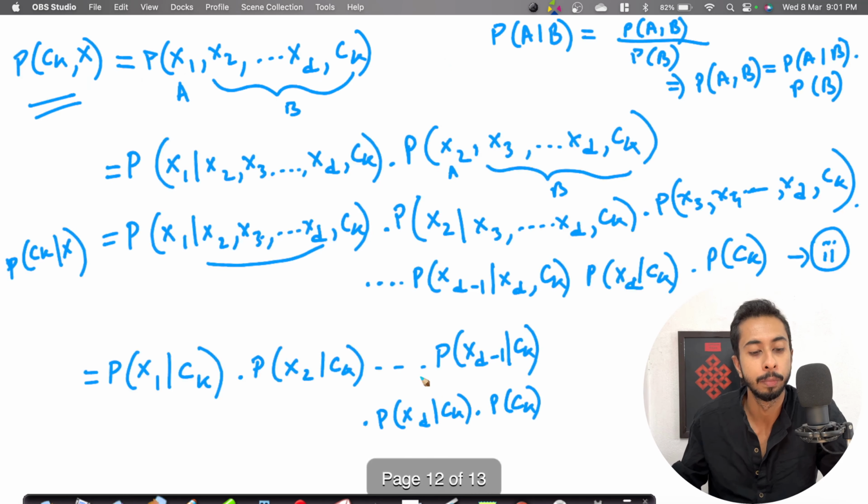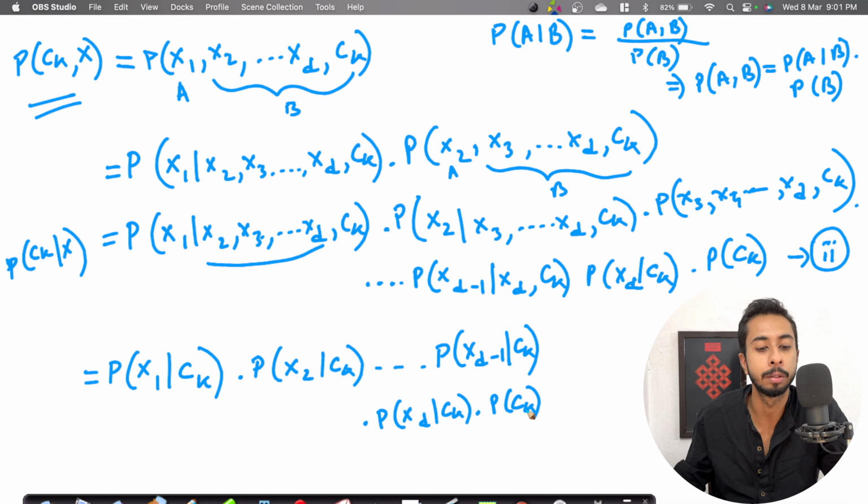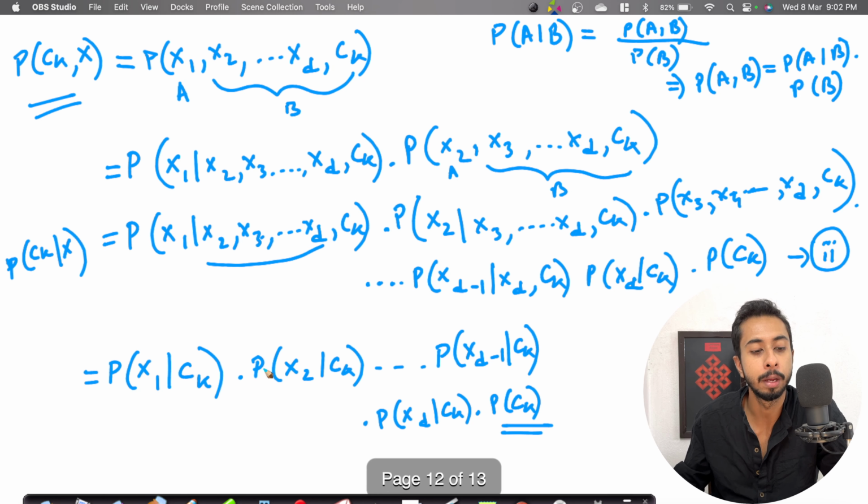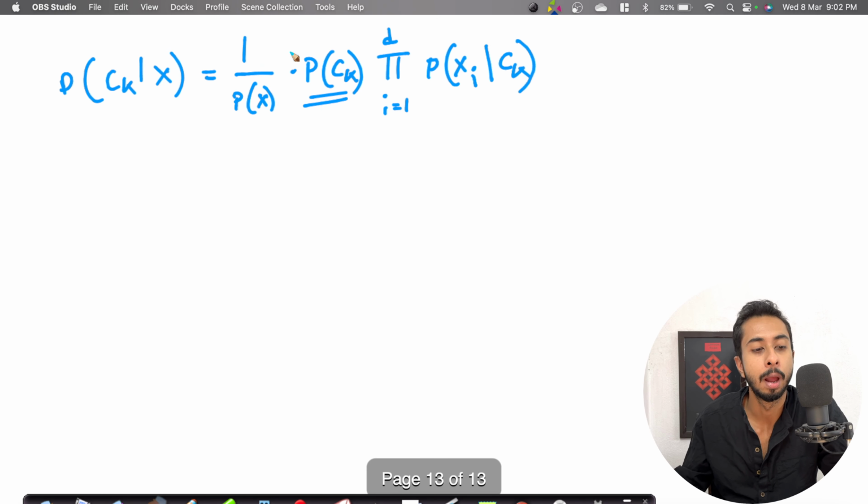You can see this, probability of xi given ck for x1, x2, x3 up to xd, right? And this p of ck, probability of ck, is common, right? That's why it is outside the product. This is basically the product of probability of xi given ck, for x1, x2, x3, x4 up to xd, right? So we got this.